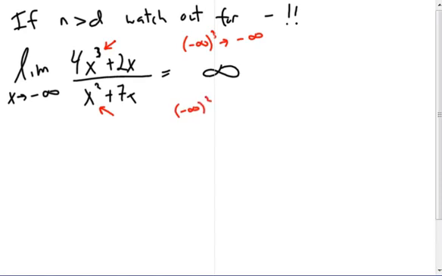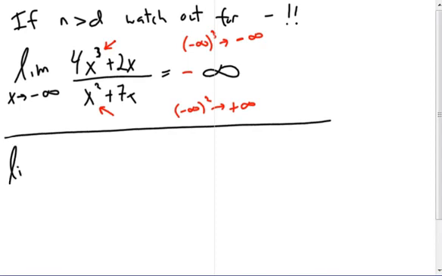In the denominator, however, as x approaches negative infinity, x squared is always going to be a positive term. So you will always have a positive term in the denominator. Therefore, since you will always have a negative term in the numerator and a positive term in the denominator, it will always be a negative divided by a positive, which is, that's right, negative. So this ratio actually approaches negative infinity. And that's the correct answer, negative infinity.